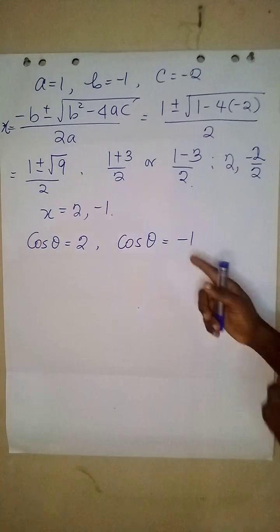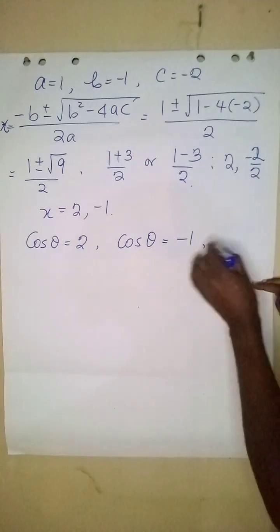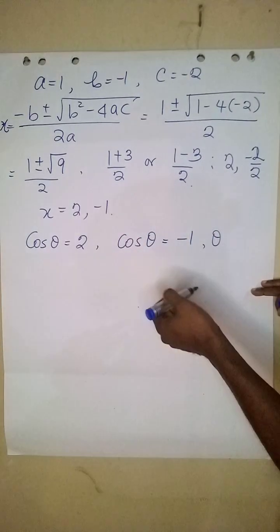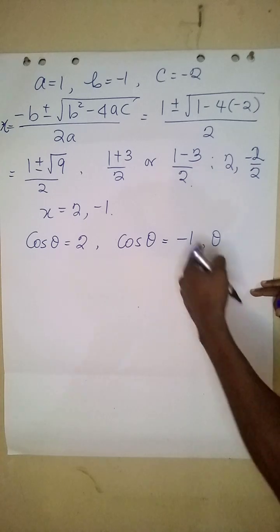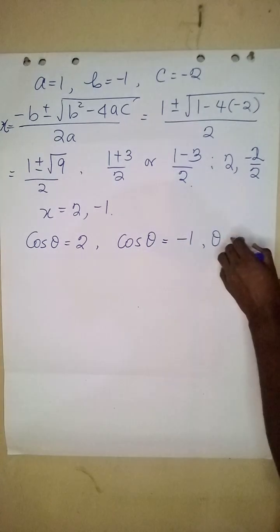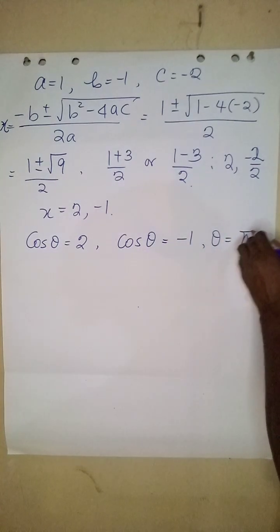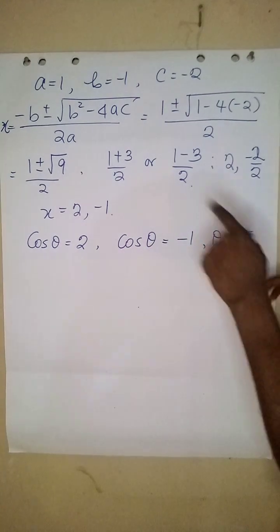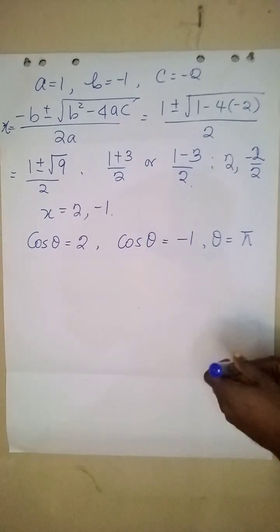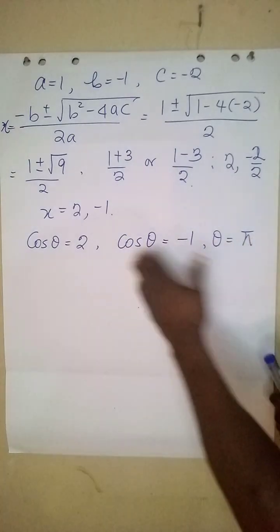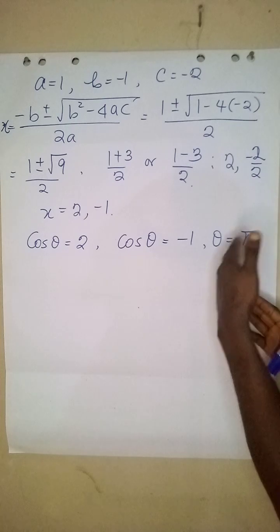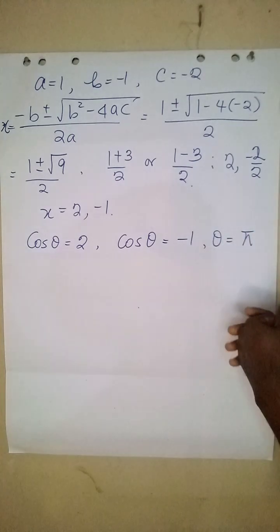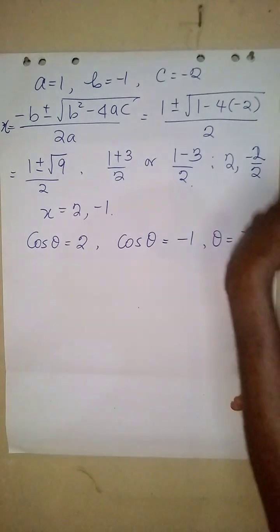So we have theta here. You can use your calculator, you can use your graph book, you can use your log book, your cosine table. You see that theta is going to be equal to pi. The cos inverse of minus 1 is pi. And if you look at the cosine graph, if you want to understand it better, you see theta is pi when the cos function itself is minus 1.